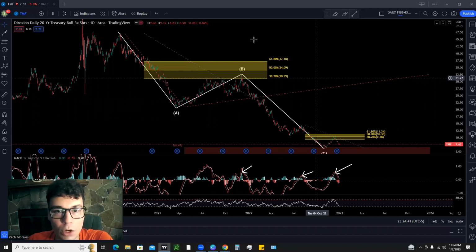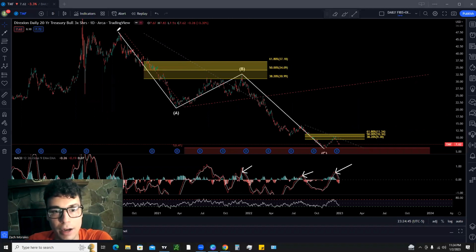So, combining a couple strategies together, right? We got our ABC move to the downside. We hit our 1.0 extension of the AB wave, right? And your C wave is going to be the 1.0 extension. We hit there, we found a little bit of support and we bounced up. But what we did was we got rejected at our three major retracement levels, right?